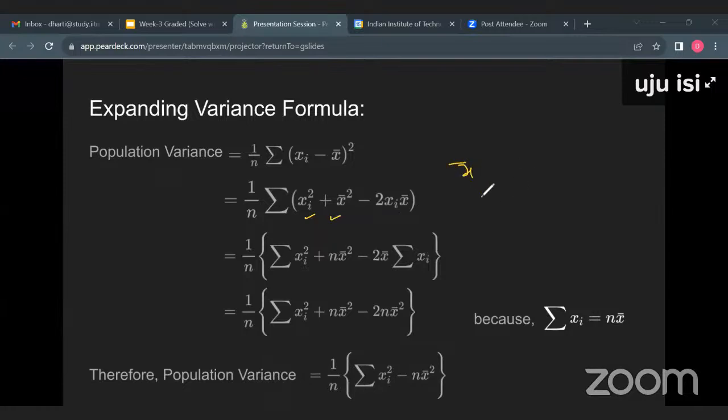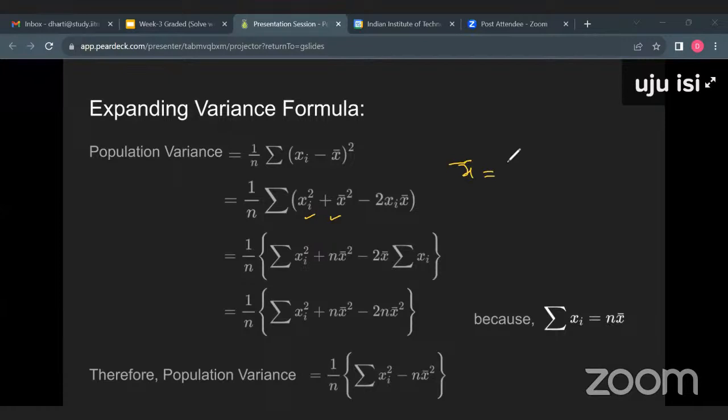Ma'am, in the previous question, if the sample standard deviation is given, then we use n minus 1. Yes, if it is sample variance, we take 1 upon n minus 1. But here we have been given the population standard deviation, right? Yes. So x bar, do you know what is x bar here?